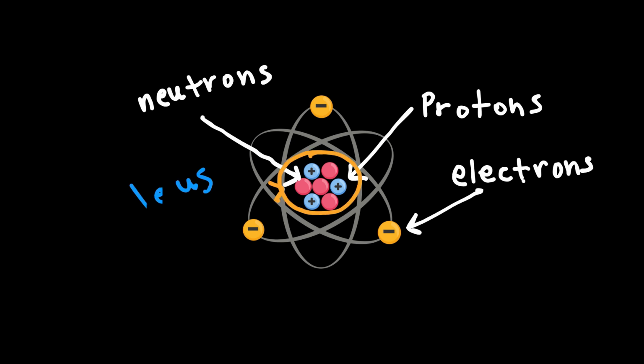At the center of the atom is the nucleus, which holds the protons and neutrons. Spinning around it, like planets around the sun, are the electrons. And for electronics, electrons are the star of this show.